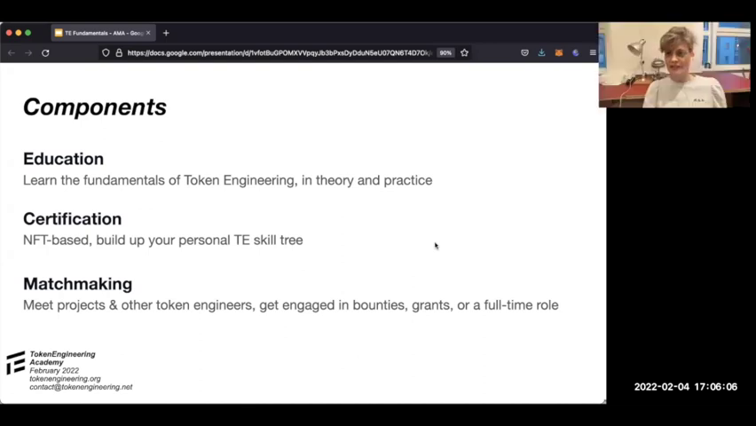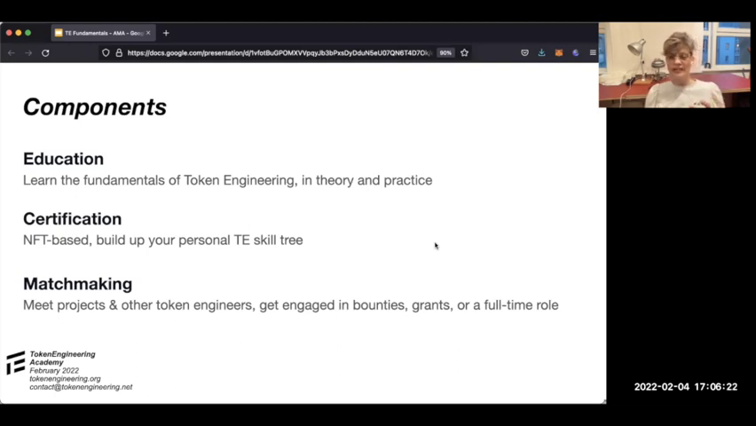Plus, we'll have a certification. This certification is NFT based, and it's kind of the fundamental building block for then building up your personal token engineering skill tree. And we come to this later in the talk.